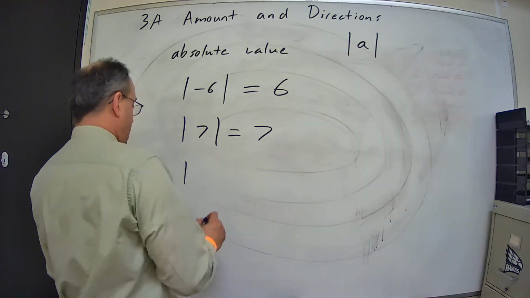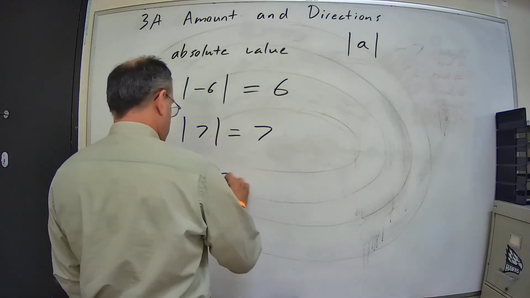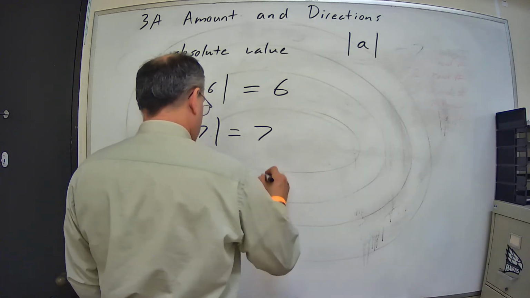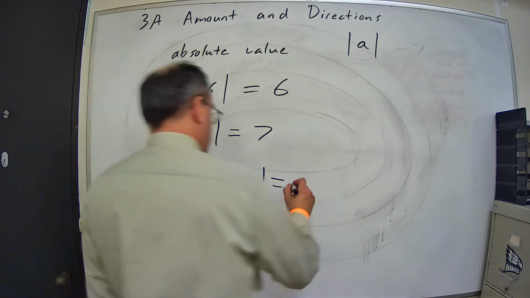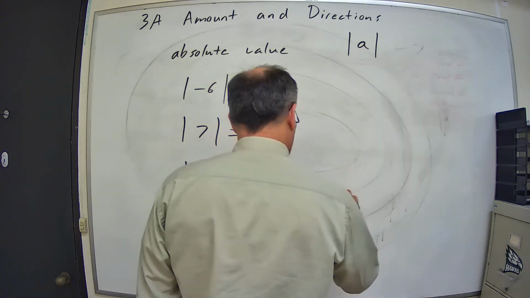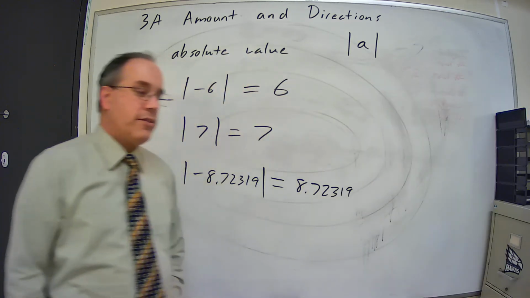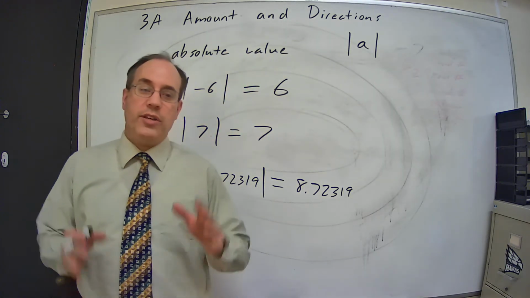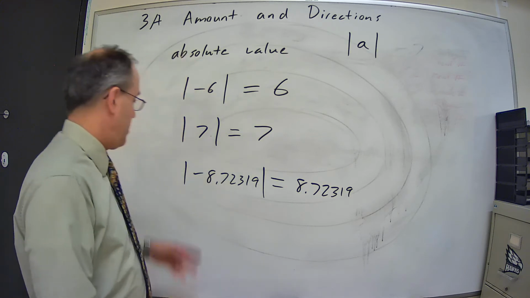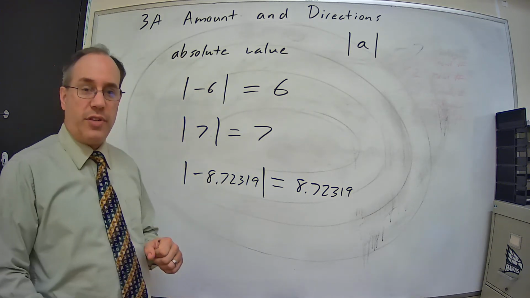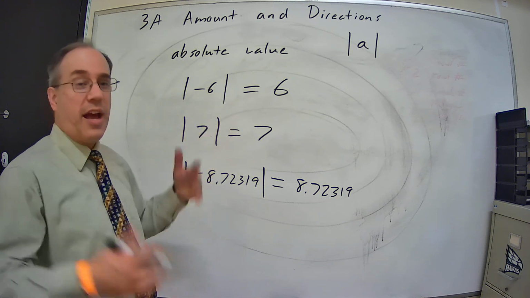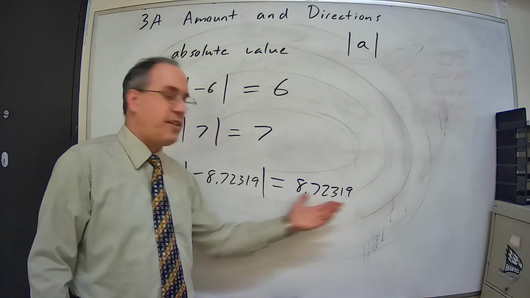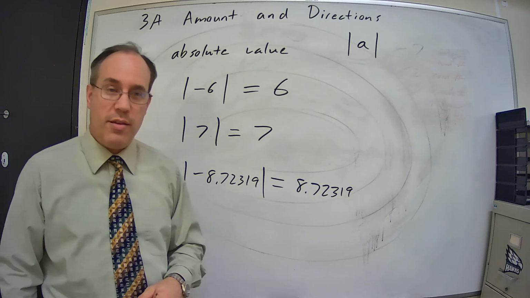The absolute value of negative 8.72319, just drop the sign, 8.72319. So absolute value always just gets rid of the negative sign. That's all it does. Or it gets rid of the sign, period. So it's always going to be an unsigned number by the time you get done with it.